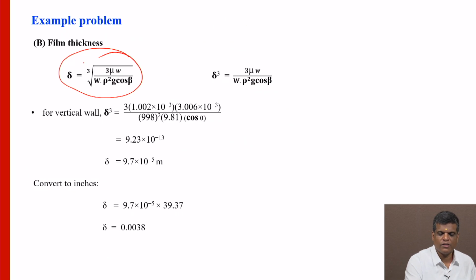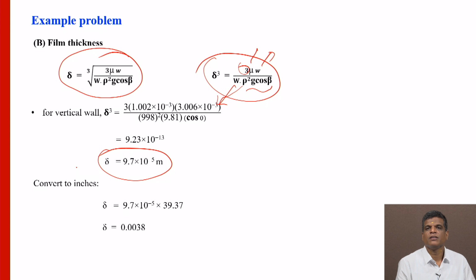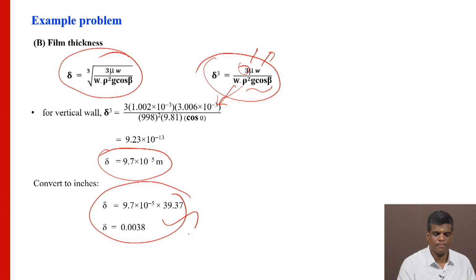You know the equation for delta, and you just solve for delta cube equal to this expression. You substitute all the values: the viscosity value, the mass flow rate W you know, and the density squared is there. So, substituting all, we get delta in terms of meter, but finally they are asking in inches: delta equals 0.038 inches here. So, that also we can do here.